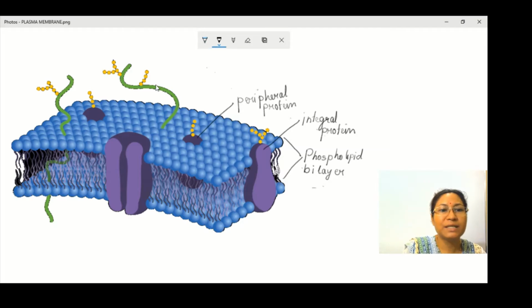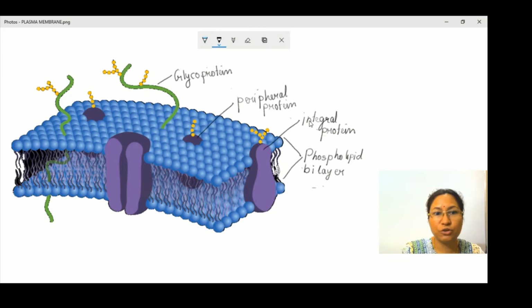Apart from this, there are certain glycoproteins which are also present on this membrane. A glycoprotein is nothing but a compound formed by the combination of carbohydrate and proteins. So this was regarding the structure. In the structure, there is the phospholipid bilayer, which has two different kinds of protein, the peripheral protein and the integral protein, given by Singer and Nicolson, called the fluid mosaic model.